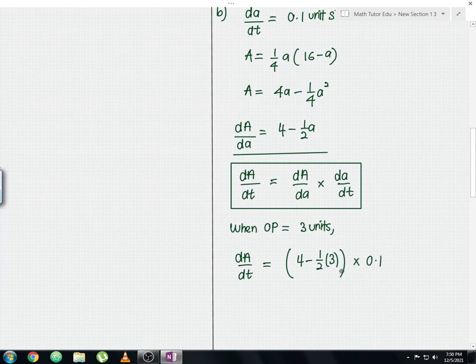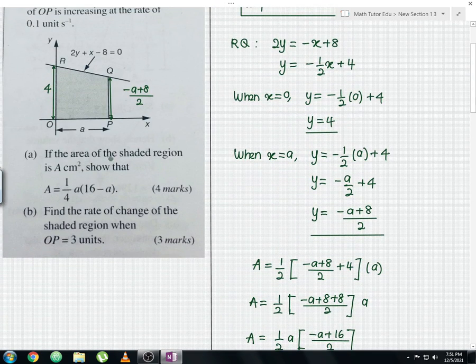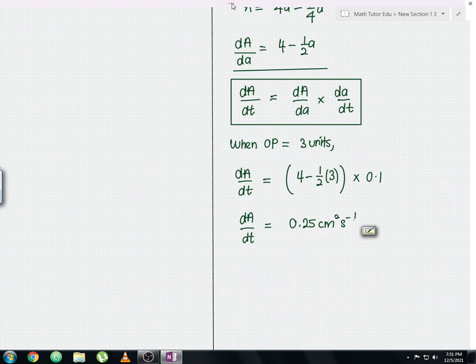You calculate everything, and you should get your dA/dt, which in this case is the rate of change of area with respect to time, equal to 0.25 centimeter squared per second. So this will be your final answer. Then you may ask me, why don't you write 0.25 units squared? Please take a look at the question carefully. They mentioned that the area of the shaded region is in centimeter squared, not units squared. So I hope I've cleared your doubt, guys. Let me underline the solution for question part B.